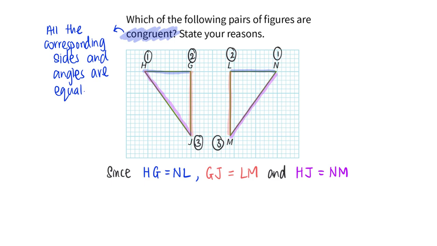Then the triangle, in this case, triangle HGJ is indeed congruent to triangle NLM. Alright? And that's the end of this part of the video.